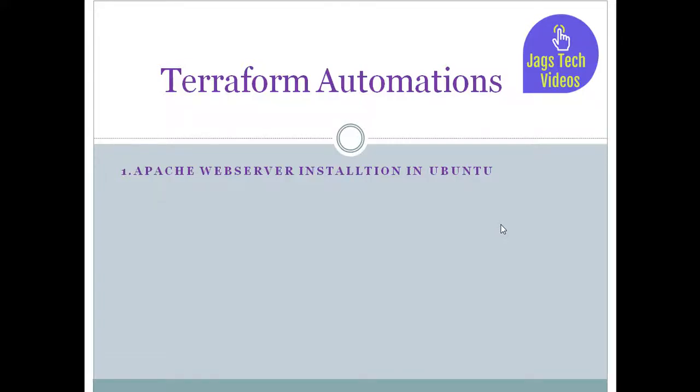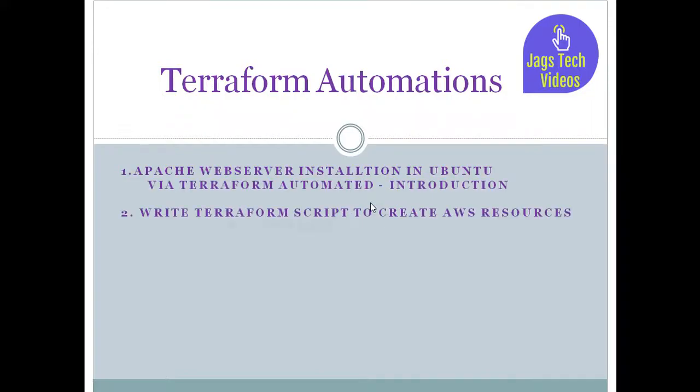Hey, hello everyone. In today's session, we'll see how to install Apache Webserver in Ubuntu using Terraform. So we'll write a Terraform script to create the following AWS resources: an EC2 instance, and a security group to allow the ports to access the web server and also to SSH into the instance.